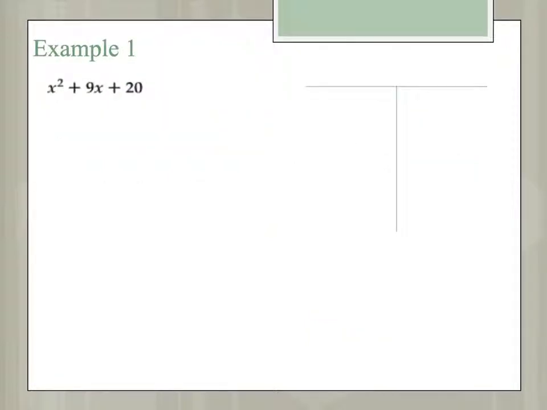So here is our first example. Remember, in the last introduction, we said we multiplied two numbers to get the last term, the constant, and we added two numbers to get the coefficient of the middle term. I like to say that we do math in the AM, like in the morning, to help us remember this. So what we want is two numbers that multiply to get 20, but add to get 9. So we want to find factors, or numbers that multiply to get 20.